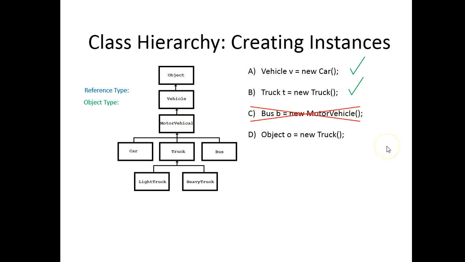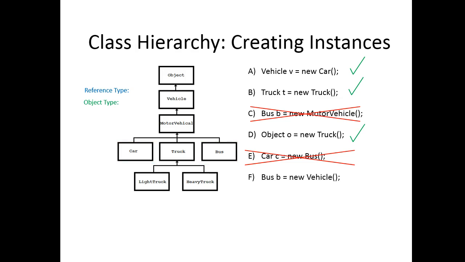Object O equals new Truck. This is valid because, again, Object, the reference type, is the root of the hierarchy, so it is a more generic type than a Truck. Car C equals new Bus. Notice, Car and Bus sit at the same level in the hierarchy, so that's invalid.